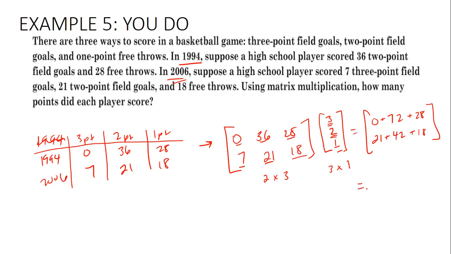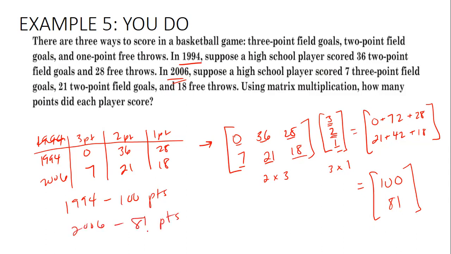So what are their final scores? 100 for the first and 81 for the second. We got 81. Are we in agreement with Max? Yep. All right. So we know that in 1994, this player scored 100 points this season. I lied. They did not get better. They got worse. In 2006, this player only scored 81 points. Remember how they say free throws win games?